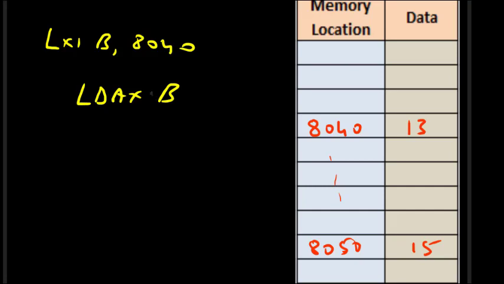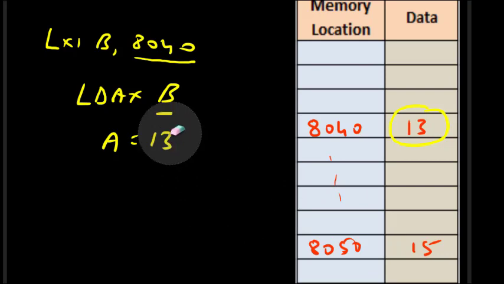So which memory location? Now because we are getting here B, it means whatever is in B and C. That memory location, the BC pair contains 8040, and 8040 contains 13, so 13 will get stored in register A because it is pointed to by the BC register pair.